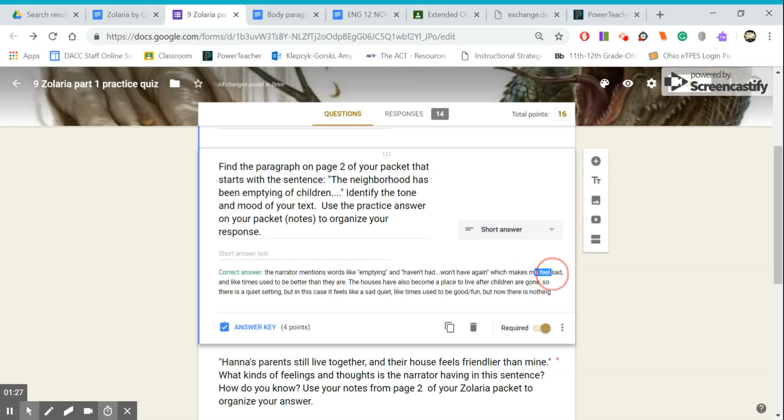And then this would be my mood as a reader. Once again, this is the tone that the author is putting out. And then for me as a reader, this is the mood. So just make sure, and that's a 4-point answer. So I have 1, 2, this is part of the 2, this is point 3, and this is point 4.